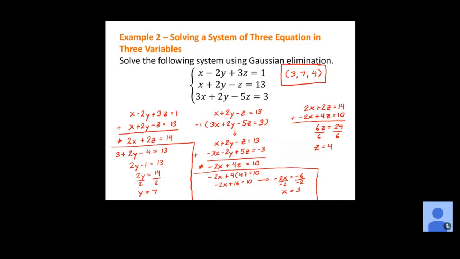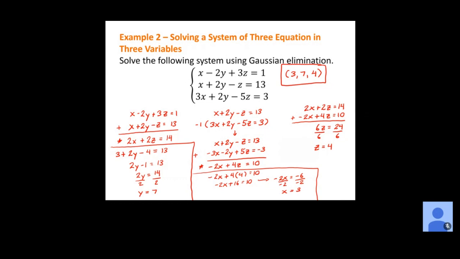So again, just to reiterate the steps here: pick a pair of equations, eliminate a variable. Then choose a different pair of equations and eliminate the same variable. Once you've done that, you'll have two equations that have the same two variables in them, and then you can use elimination one more time to get one of your variables by itself. And then from there, once you have one variable solved, it's just a matter of back substituting into the other equations, and you can solve for the other two variables.